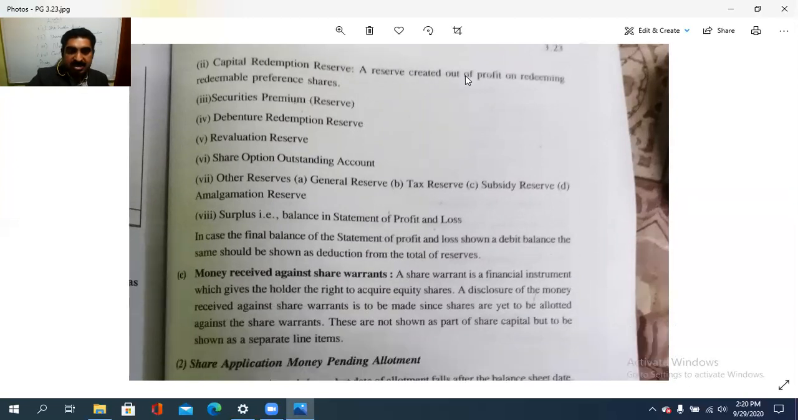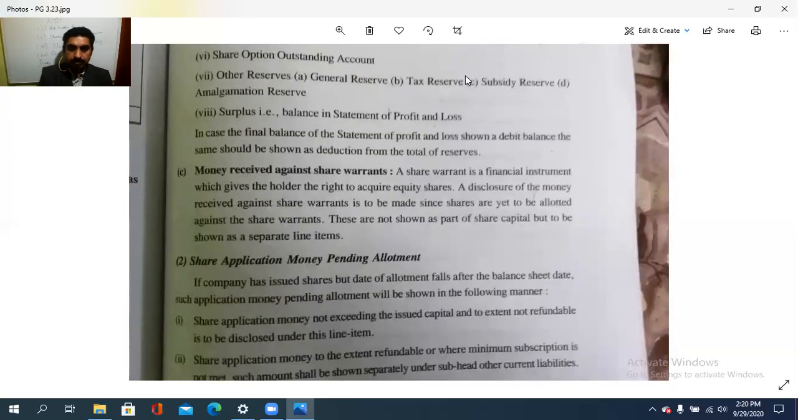Then money received against share warrants. A share warrant is a financial instrument which gives the holder the right to acquire equity share. A disclosure of the money received against share warrants is to be made since shares are yet to be allotted against the share warrant. These are not shown as part of the share capital but to be shown on a separate line item. ഇത് ഷെയർ ക്യാപിറ്റലിന്റെ കൂടെ കാണിക്കുകയില്ല, പകരം ഇത് സെപ്പറേറ്റ് ആയിട്ട് നോട്ട്സ് എഴുതി കാണിക്കുകയുള്ളൂ. അതാണ് ഓർക്കേണ്ടത്. So that is money received against share warrant.